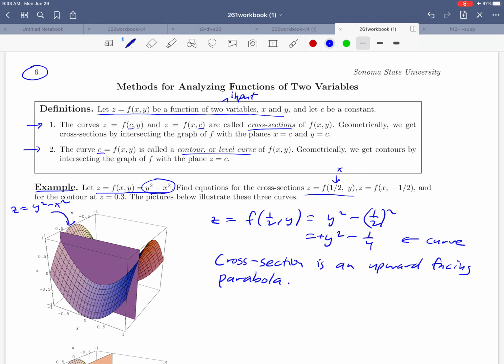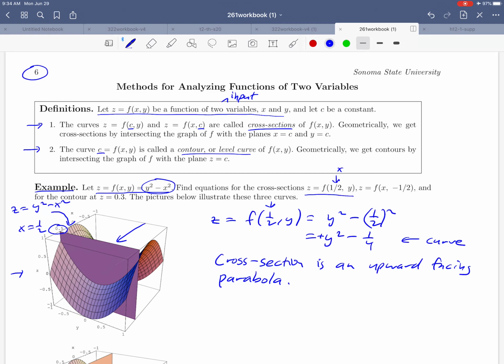Okay, and if you'd like to picture where that's coming from on our picture, take a look over here at the left. Notice that we've got the surface, but there's also a plane, a flat surface, and notice where that plane is. It's at x equals 1/2, 0.5. That's consistent with the value of x that we plugged in over here to do our calculation.